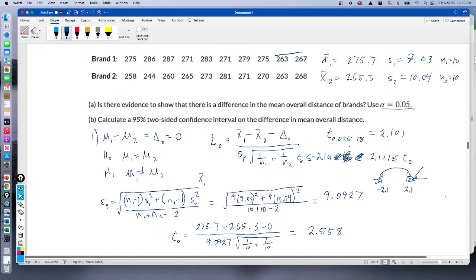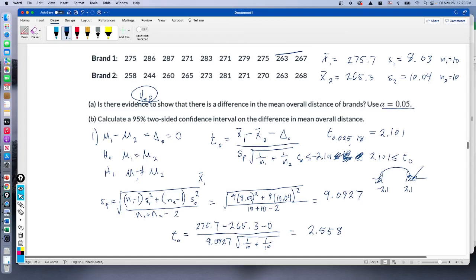So we can reject the null. Is there evidence? Yep, there is evidence. We can reject the null hypothesis and accept the alternative that there is a mean difference, that there's a difference between the brands. So one would have an average higher as we go forward.